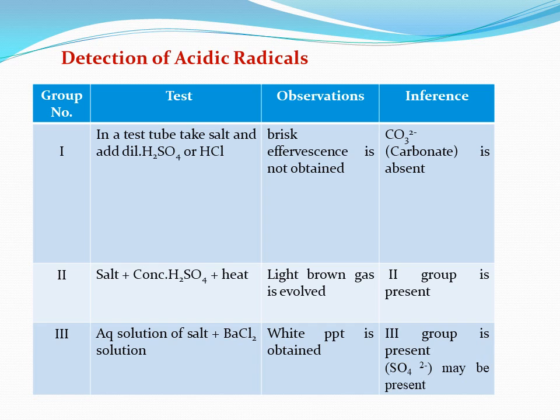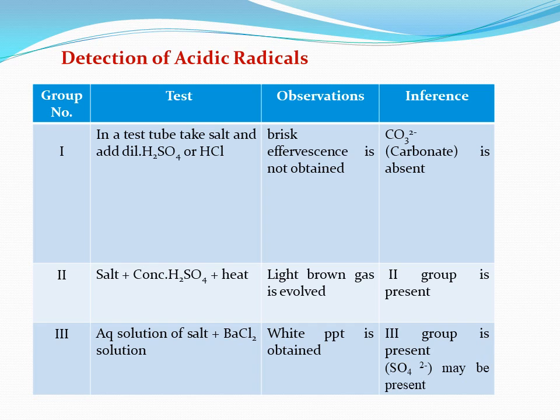For the test of second group, take a salt mixture in a test tube. To this add concentrated sulfuric acid and heat it. After heating, brown gas is evolved. So from this observation we can say that second group is present. In second group there are 4 radicals, and brown gas is evolved only when nitrate radical is present. So nitrate radical may be present, so confirm it by doing confirmatory test.